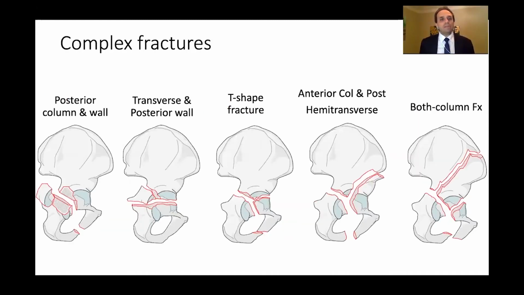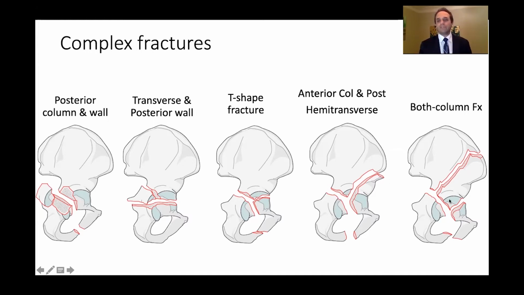Then we come to the complex fractures, which are posterior column with posterior wall, transverse with posterior wall, and T-shaped fracture, which is actually a transverse fracture but has a limb that goes down and exits somewhere between the pubic bone and the ischium. So it can exit here, here, here, here, or there. Then we have another type, which is the anterior column with posterior hemitransverse, which is actually similar to a T, but with a high anterior column.